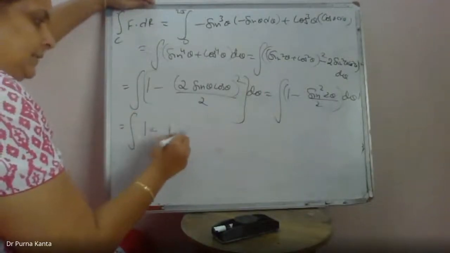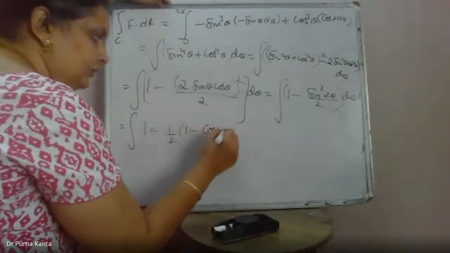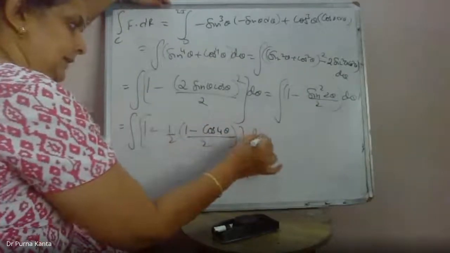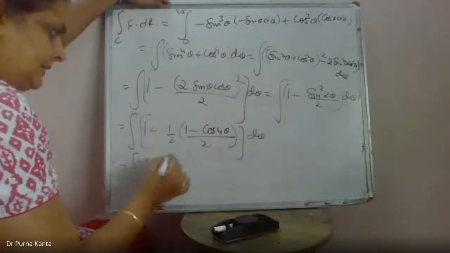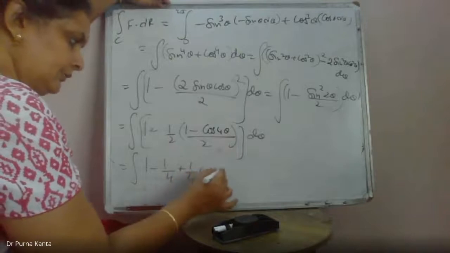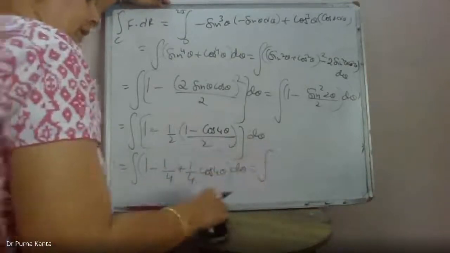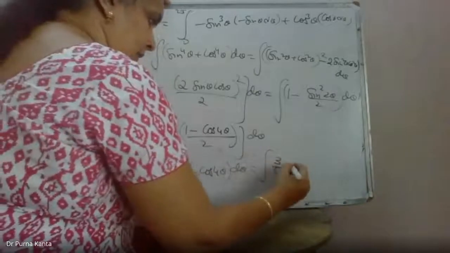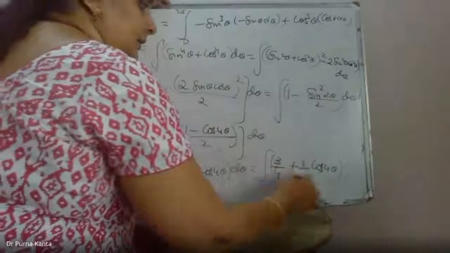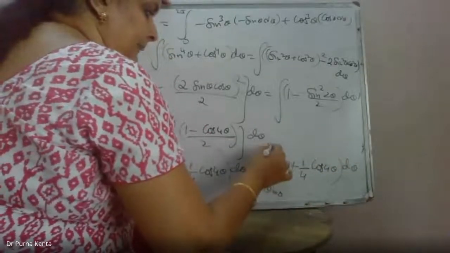1 minus 1 by 2 into sin square 2 theta can be written as 1 minus cos 4 theta whole by 2, d theta. 1 minus 1 by 4 minus of minus plus 1 by 4 cos 4 theta d theta. That is 3 by 4 plus 1 by 4 cos 4 theta d theta. Now you integrate between the limits theta equal to 0 to 2 pi.